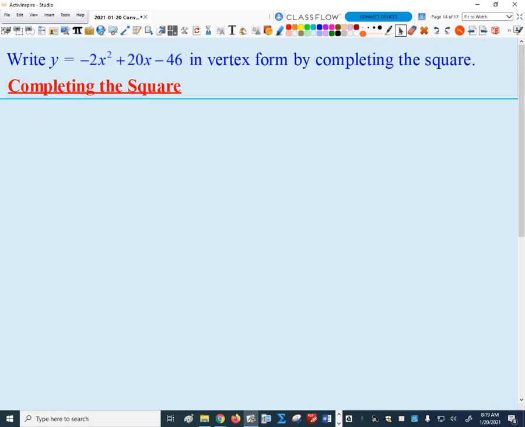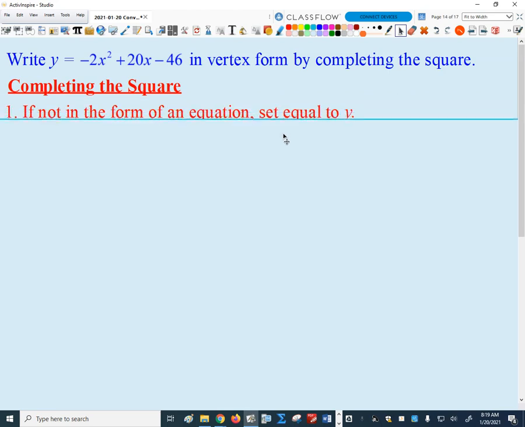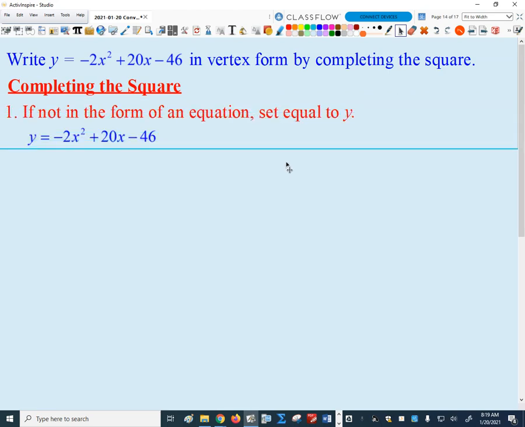Okay, let's try another one. How about this other example that we did? Okay, so first, set it equal to y. We want to write it as an equation, so it's already done. Now we've got to make this look like x squared plus bx. Well, there's a couple things I've got to do. I'm going to have to get rid of a constant, but I've also got a coefficient of x that I'm going to have to divide away.